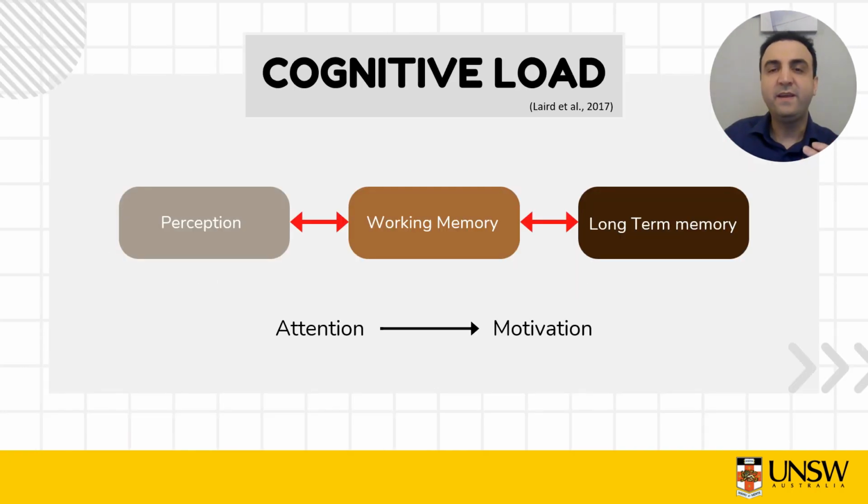Cognitive load theory is an educational theory that focuses on the limitation of our working memory. Based on cognitive load theory, we have two types of memory: working memory that is limited and long-term memory that is unlimited. And when we are dealing with learning a new concept, working memory is responsible for learning the new concept.